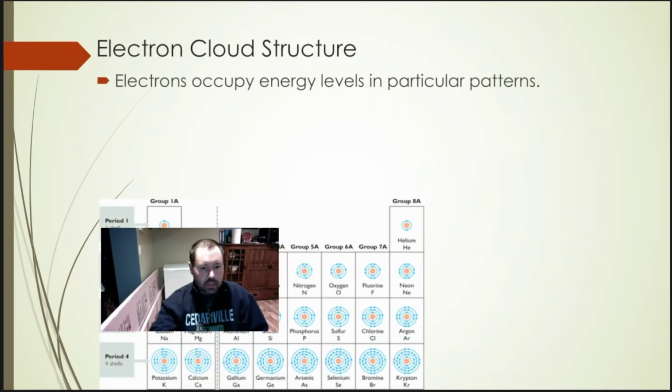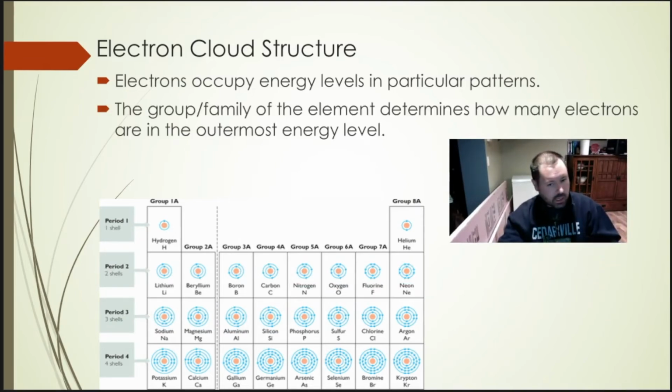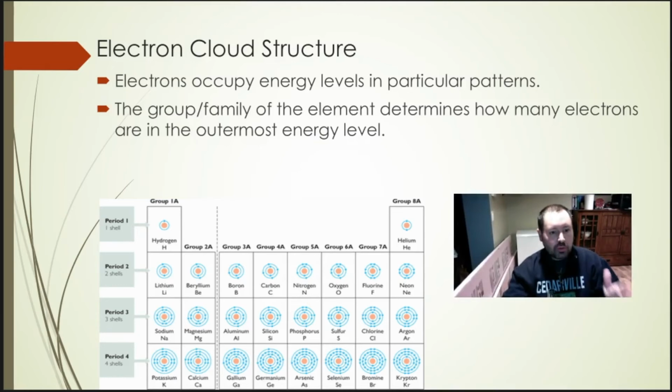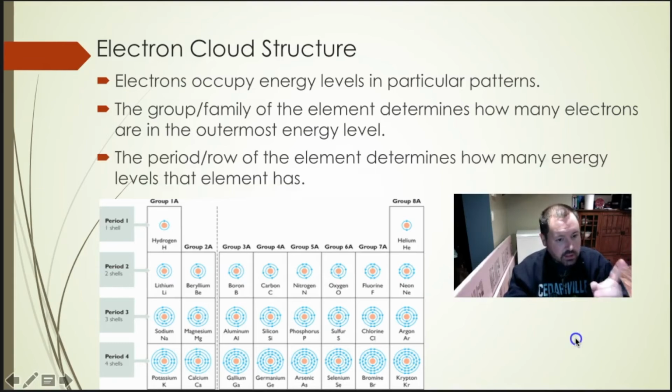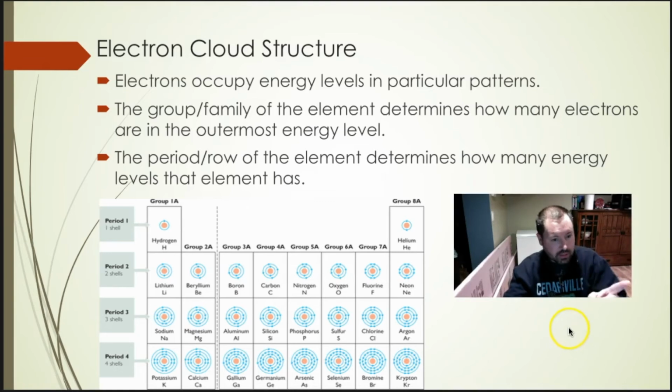Anyway, let's keep going. So electrons occupy energy levels in specific patterns. We kind of already said this. The group or the family of the element determines how many valence electrons there are. Not how many rings, but how many valence electrons there are. Let's take a look at a pattern here. And by the way, it says the period or the row of the element determines how many electron levels, but the family determines the number of valence electrons.